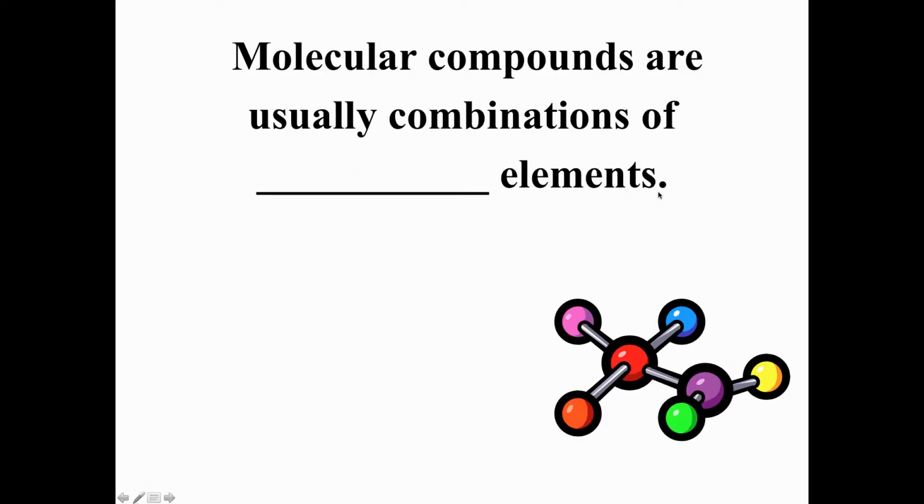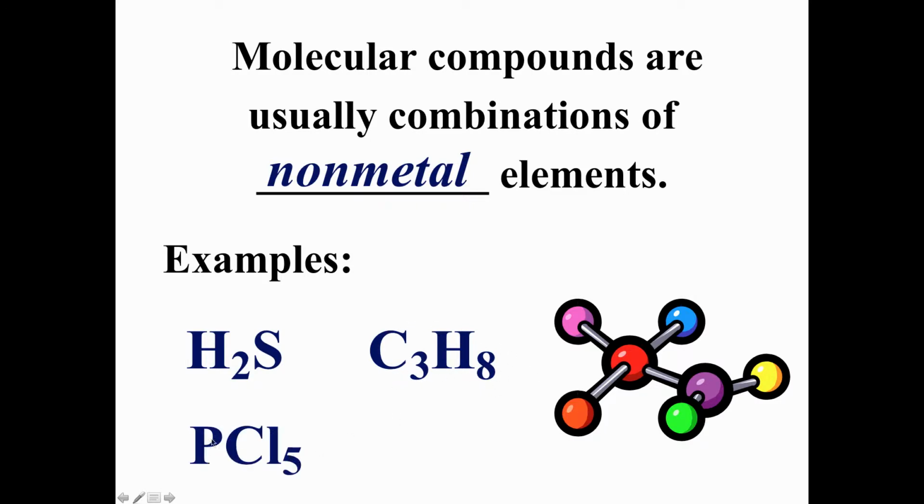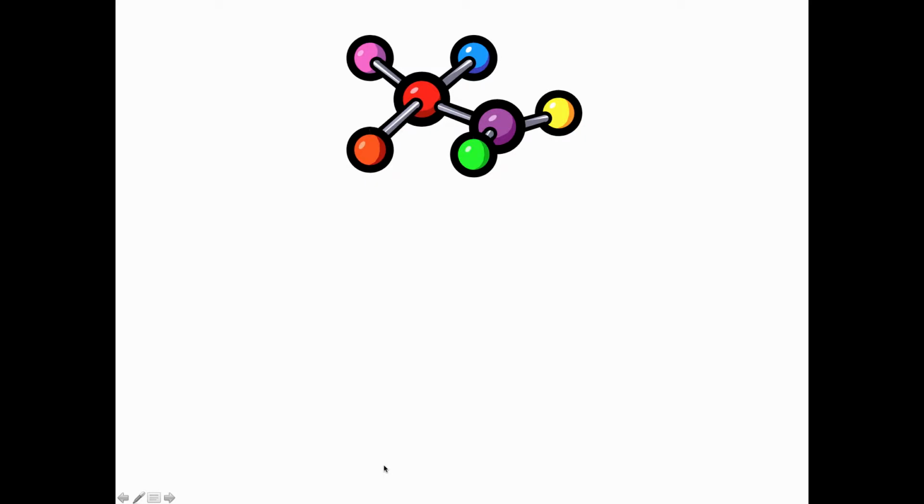Now, molecular compounds are usually combinations of one nonmetal with another nonmetal, or possibly quite a few nonmetals combined together. So, for example, carbon with oxygen and/or hydrogen and/or sulfur and/or nitrogen, nonmetals combined together, not having any metals involved. Here are some examples. H2S, hydrogen sulfide, hydrogen and sulfur, both nonmetals. C3H8, also known as propane, carbon and hydrogen are nonmetals. PCl5, phosphorus pentachloride, phosphorus and chlorine are nonmetals.